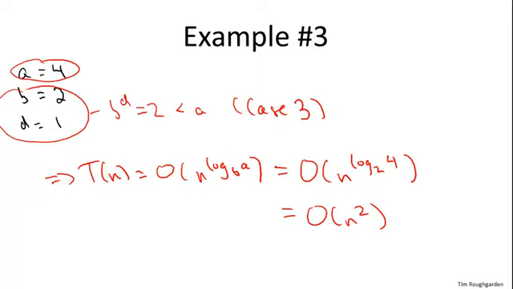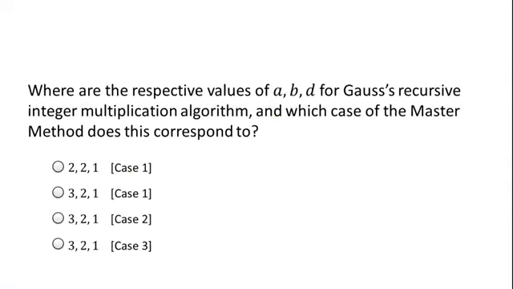But what if we do make use of Gauss's trick, where we do only 3 recursive calls instead of 4? Surely the running time won't be any worse than n squared, and hopefully it's going to be better. So I'll let you work out the details on this next quiz. So the correct answer to this quiz is the 4th option.